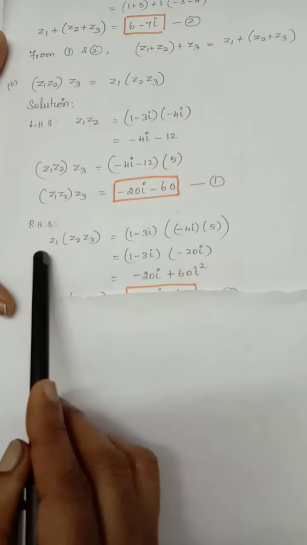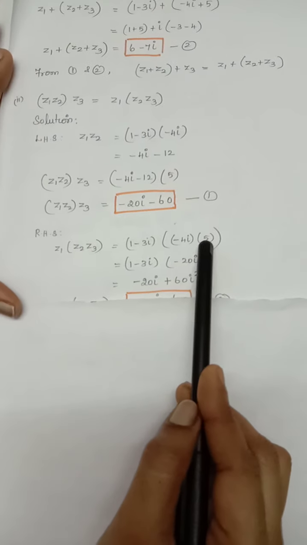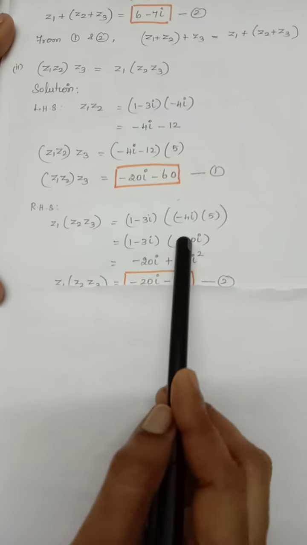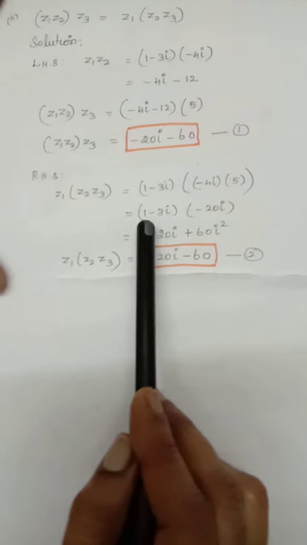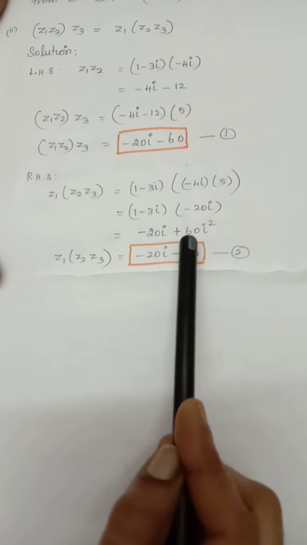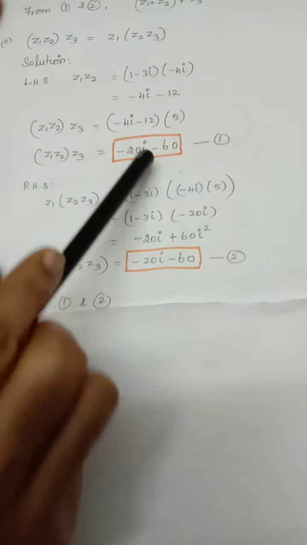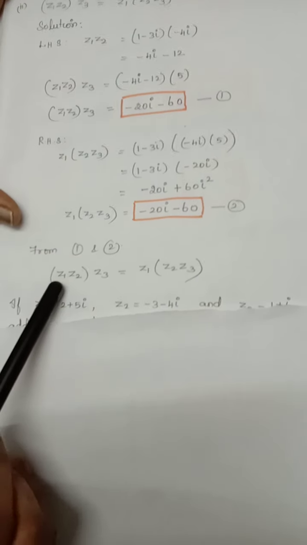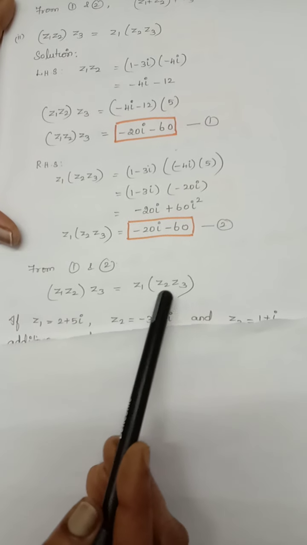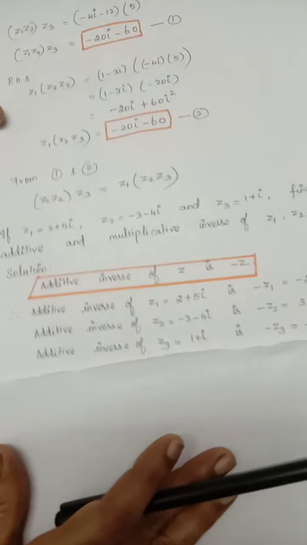Come to the right hand side. First, z1 I have written. I am going to multiply these two. So minus 4i into 5 is equal to minus 20i. So when you multiply these two, you are getting 1 into minus 20i is minus 20i. So minus 3 into minus 20 is 60. i into i, that is i squared, the value is minus 1. So you are getting this. So from 1 and 2, it is concluded that (z1 z2) into z3 is equal to z1 into (z2 z3). Okay, so we'll move to the next, third problem.